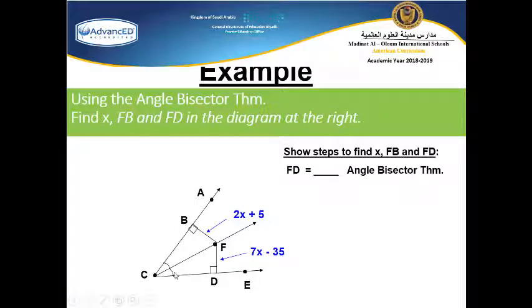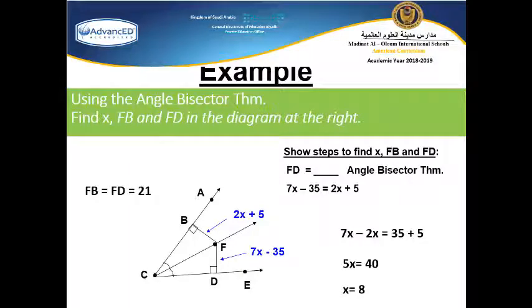How to solve this question? Here we have an angle bisector. Using the angle bisector theorem, point F is equidistant from the sides of angle C. Then FD equals FB. By substitution, we get 2x plus 5 equals 7x minus 35. By solving this equation, we get 5x equals 40, and x equals 8. Then FB equals FD equals 21.